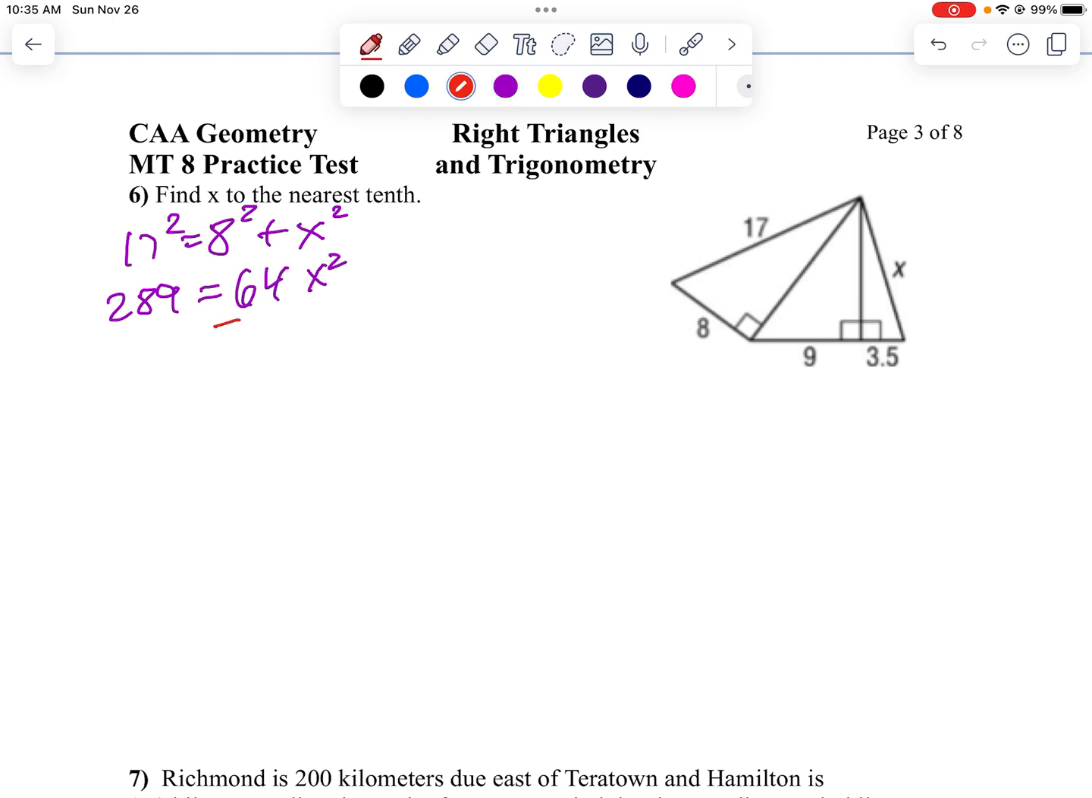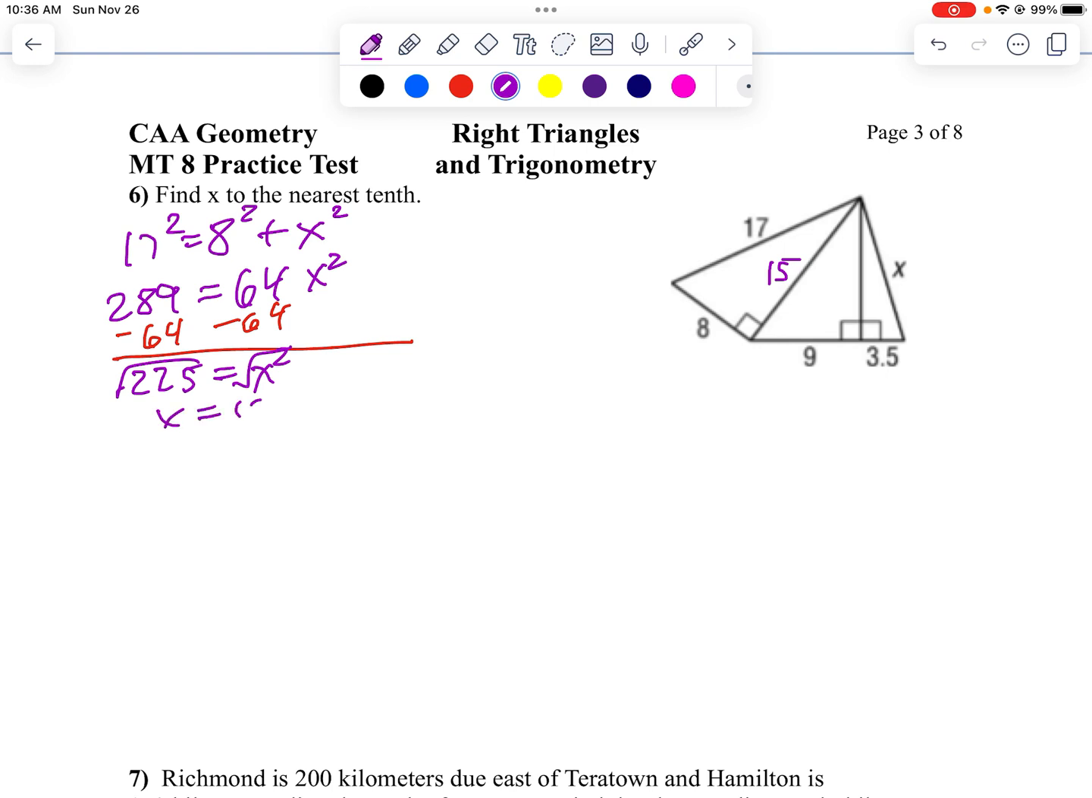So if I subtract 64 from both sides, I get 9 minus 4 is 5. 8 minus 6 is 2, so I get 225 equals x squared, and that turns out to be 15. Although probably didn't need to put that in there, I'll put it in.